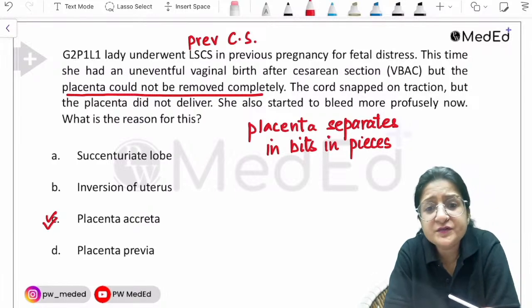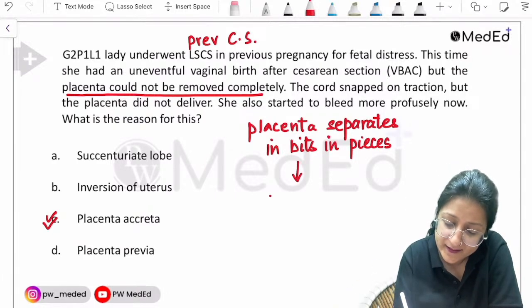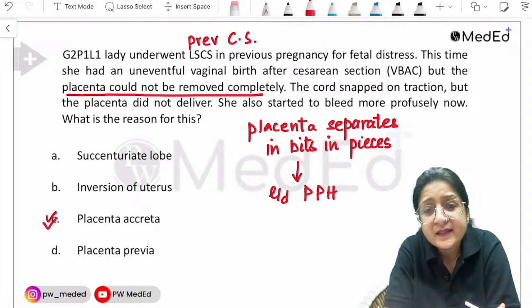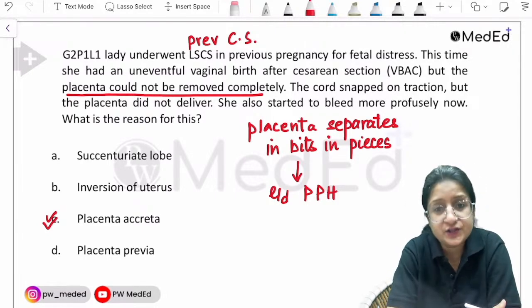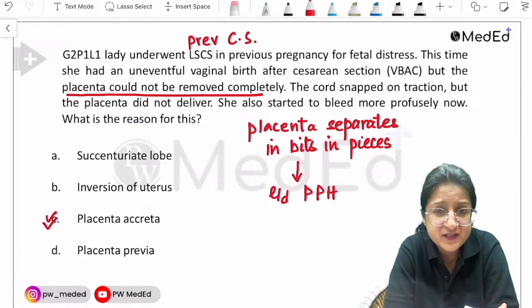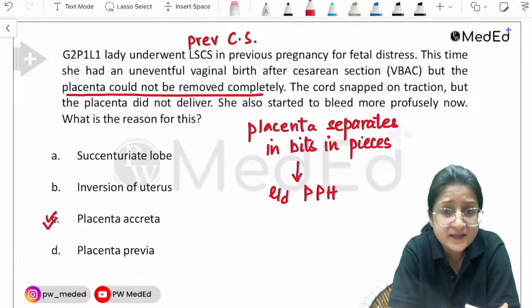And it is because of this reason, when there is partial separation of placenta, that it leads to postpartum hemorrhage. The second situation where we have encountered placenta accreta is an acute presentation. We did not know beforehand that it is a case of placenta accreta.